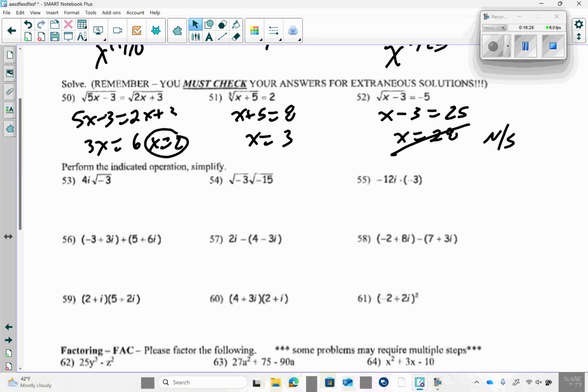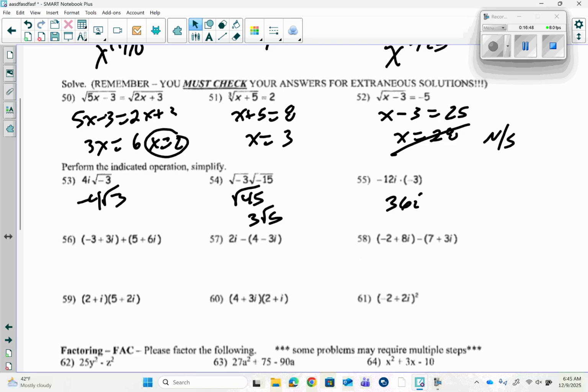For this particular problem, I bring an i out, so I get 4i squared. i squared is -1, so I'm going to get -4 root 3. This is going to give me root 45. The negatives go away. 45 breaks down to 9 times 5, which is 3 root 5. This one I'm going to get 36i.